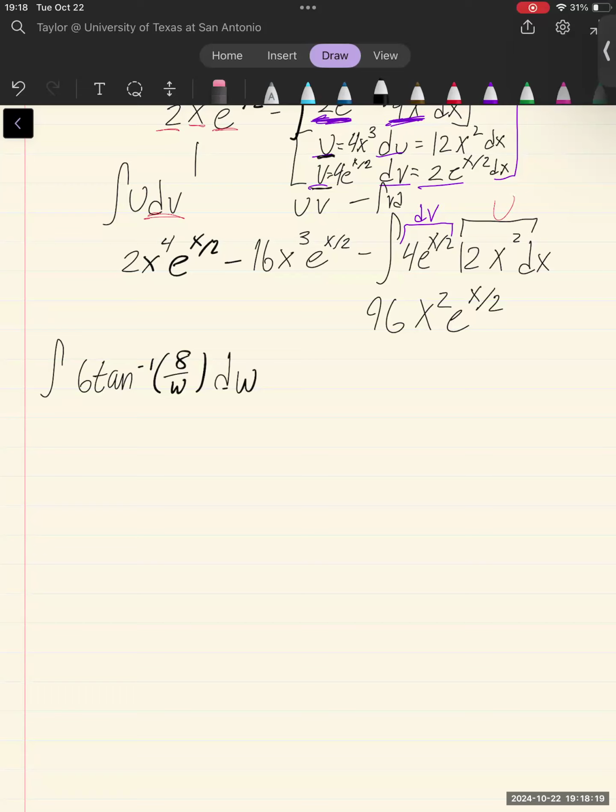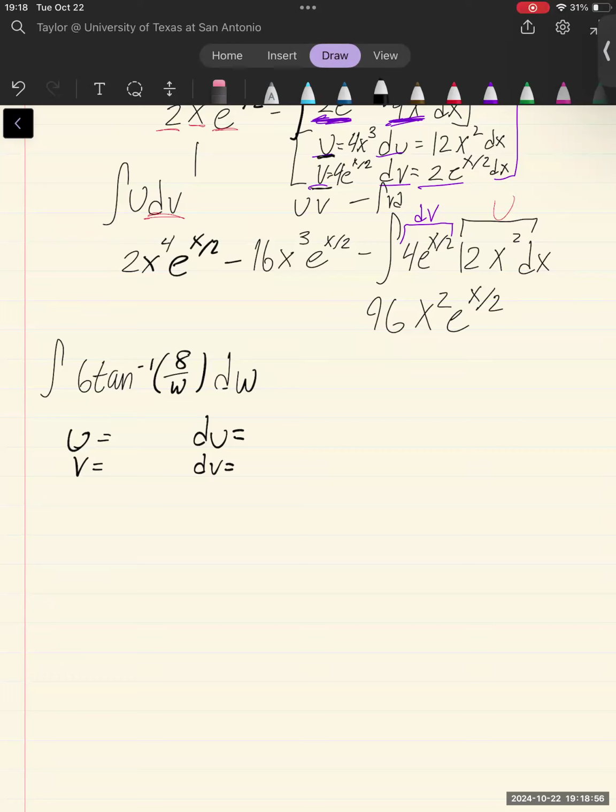In this case, what do we use for u? And what do we use for v? Can we use tan for u? The tan would be u. Is it just tan inverse or is the 6 included? Just tan inverse? I think this is just a tan inverse.